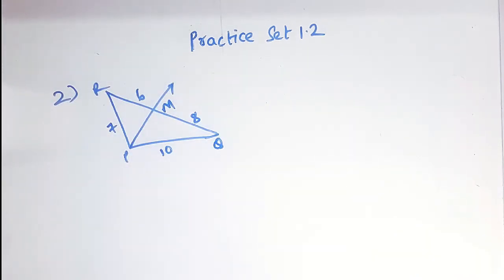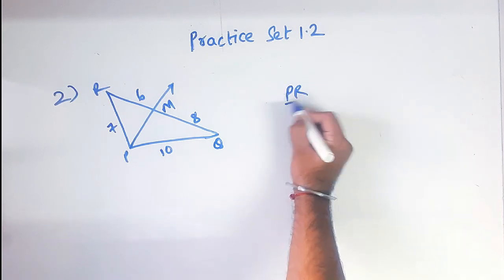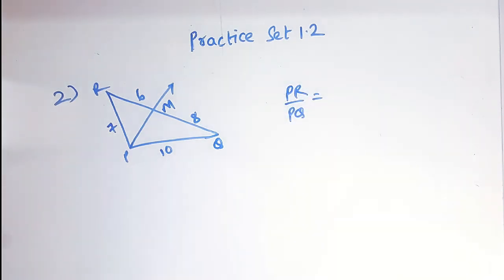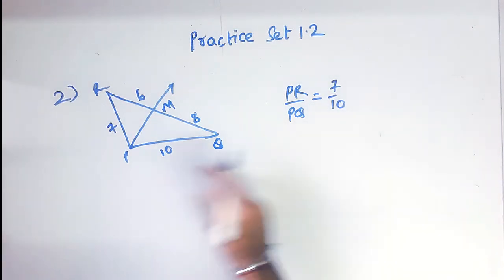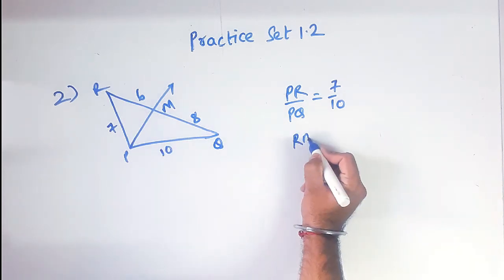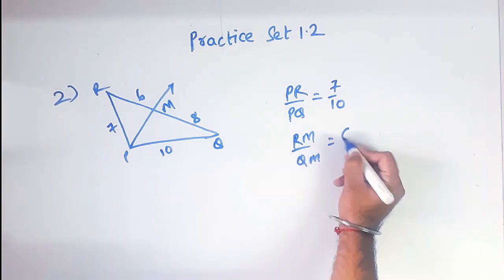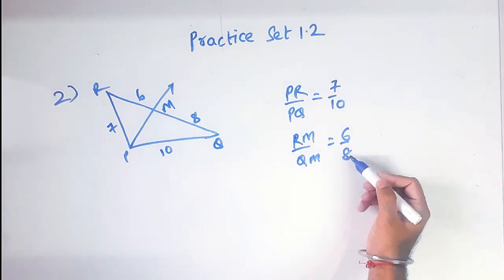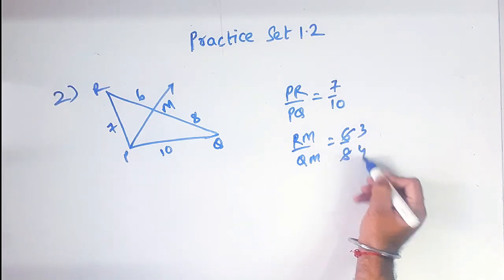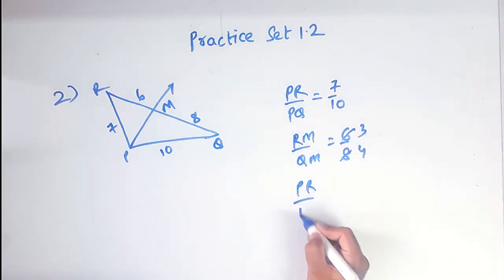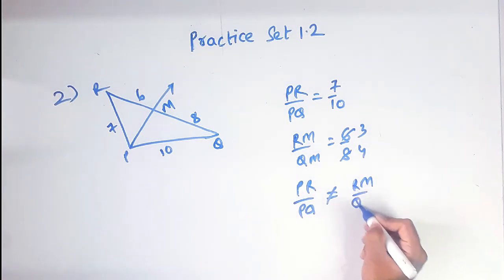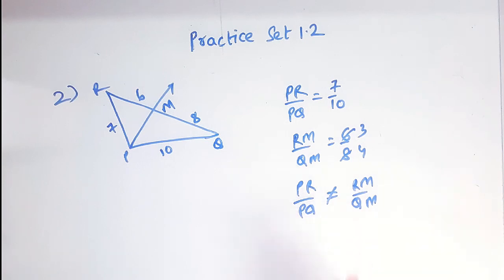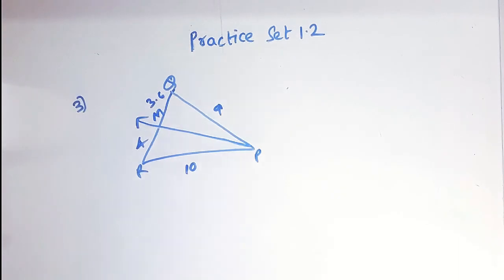Okay, so let us see the second one. We'll take first PR upon PQ. PR upon PQ is 7 upon 10. Then I'll take RM upon QM, so that is 6 upon 8. This cannot be reduced. This can be reduced. So I'll write 2 threes are, 2 fours are. They are not equal. So there is no question that PM will be the angle bisector. Okay, you just have to write these two ratios are not equal. Okay, then third one. Okay, so let us start.